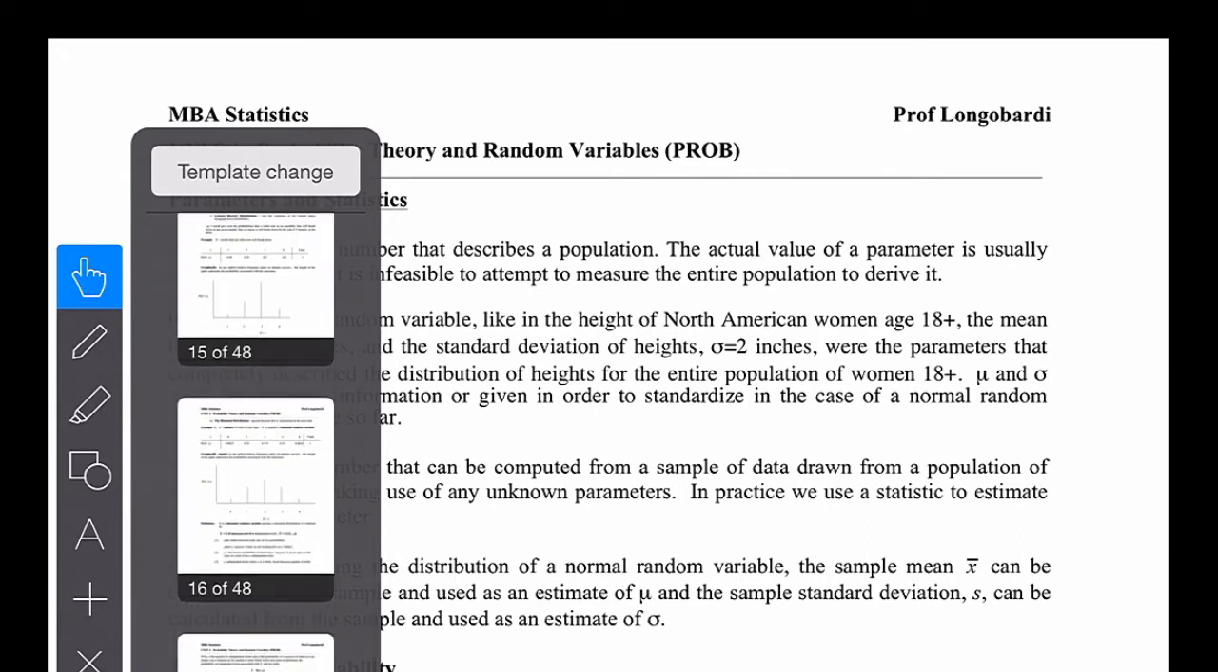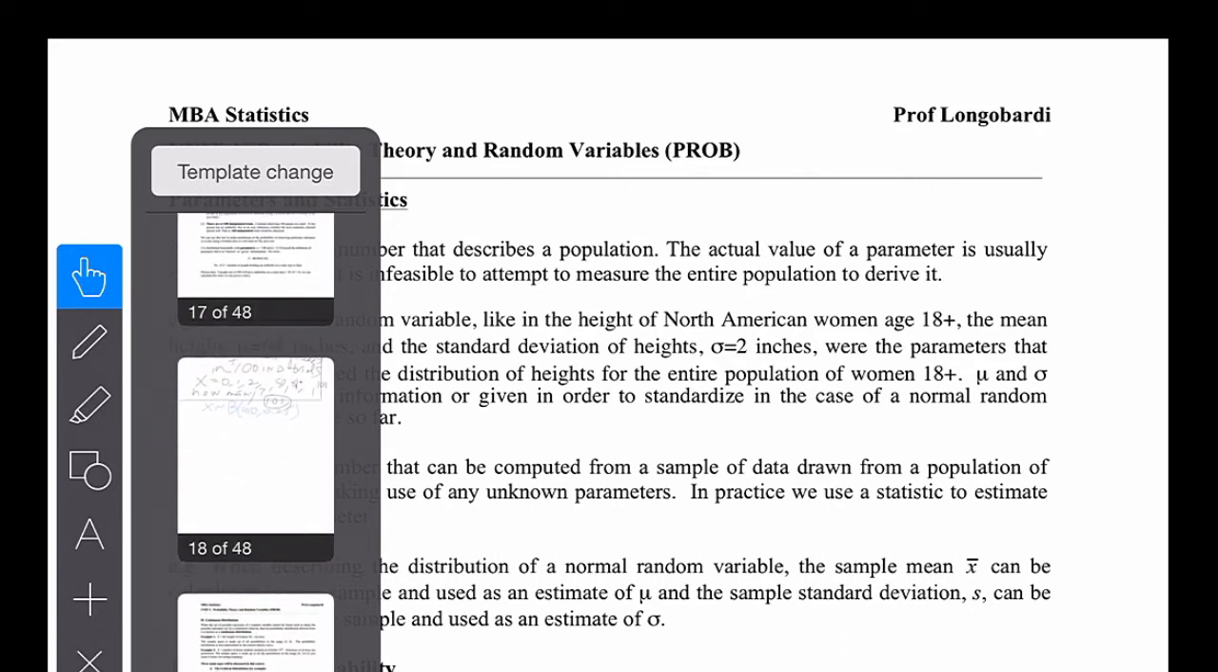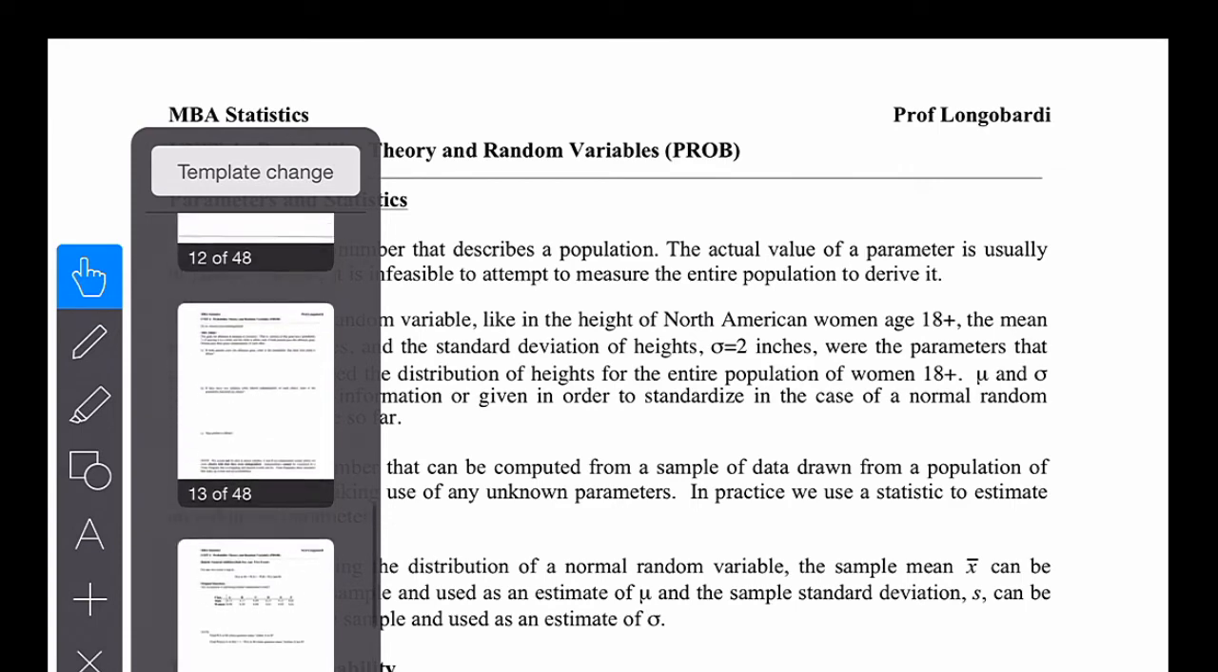So that was an example. The binomial variable is an example of having a discrete distribution. Let me say one more thing about that before I continue.